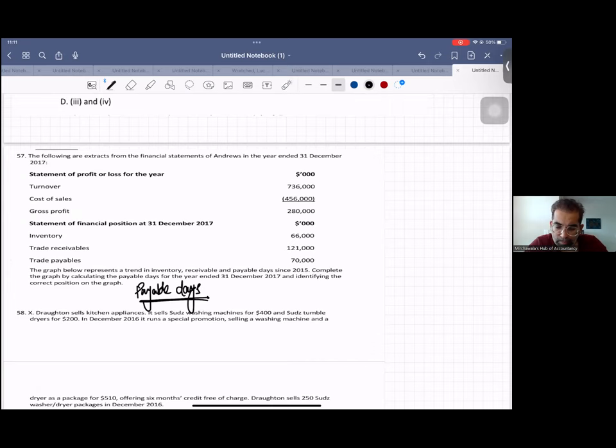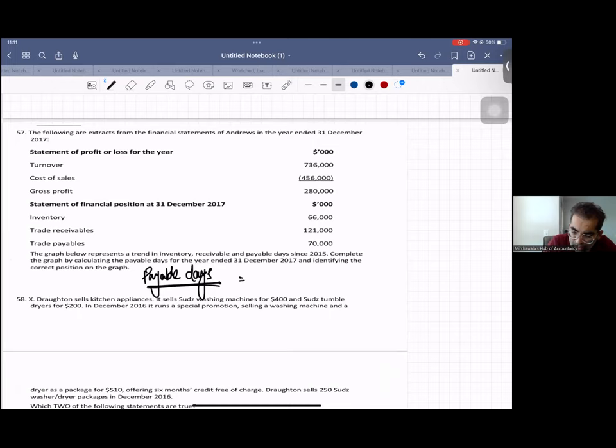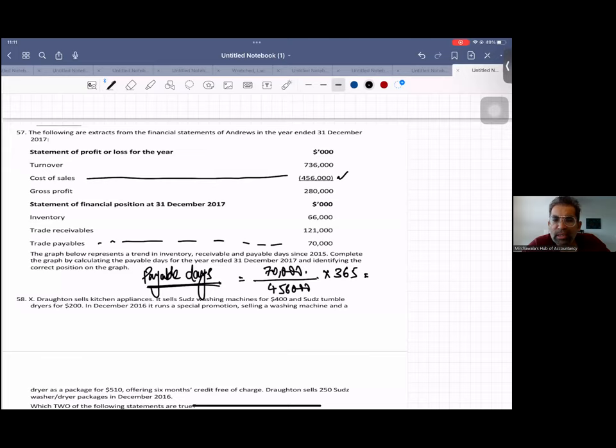Payable days means creditors' payment period. Now, you know the formula for creditors' payment period is closing trade payables divided by cost of sales, into 365. This is the cost of sales, 456,000. Closing trade payables divided by cost of sales into 365. Yes, the answer is 56 days.